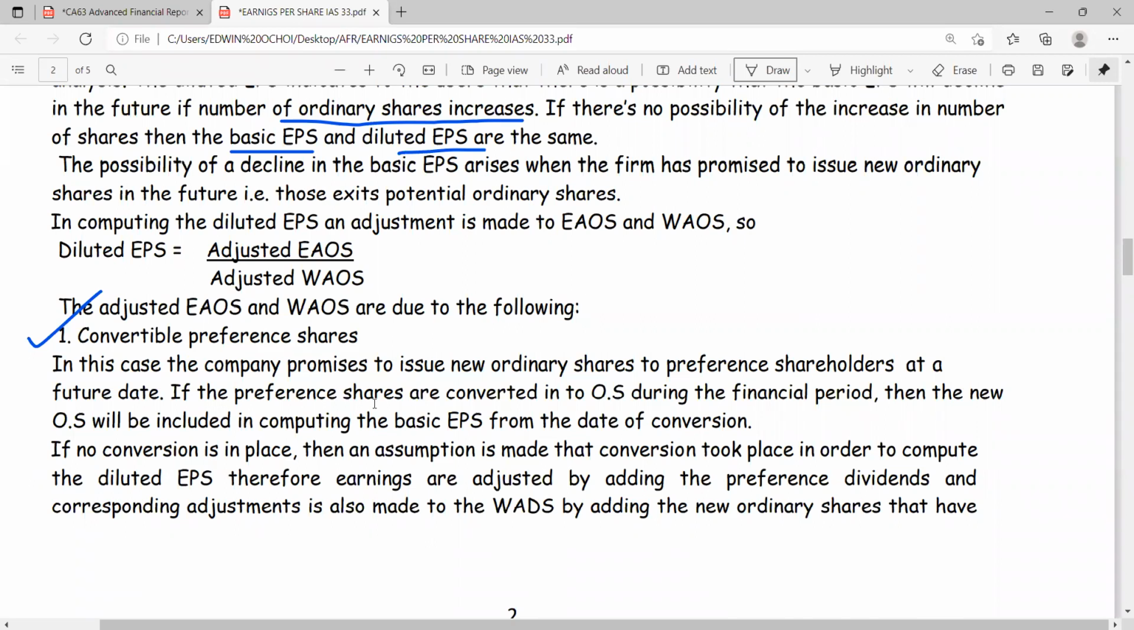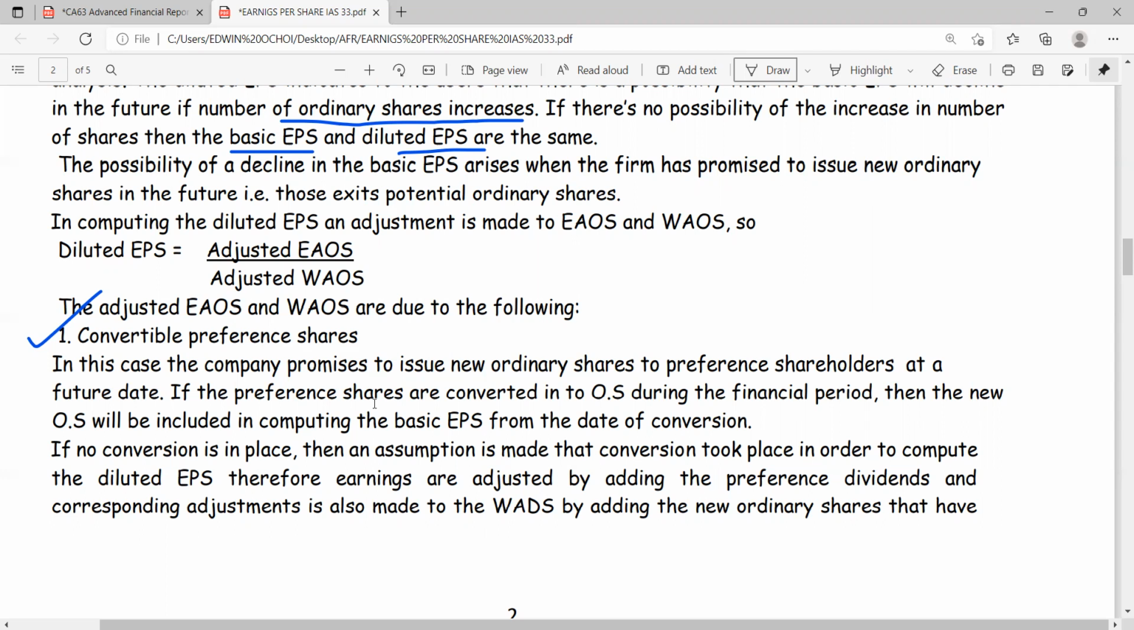If the preference shares are converted to ordinary shares during the financial period, then the new ordinary shares will be included in computing the basic EPS from the date of conversion. Like now, you remember the debenture. When it was converted, we included that in the basic EPS. The same way, if the convertible preference shares are converted, we need to consider it in the basic earnings per share.